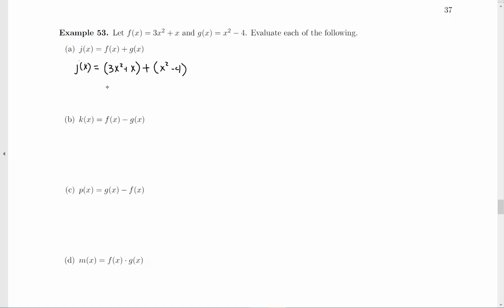When I combine like terms, you're adding the coefficients in front of the variables with the same power. So I'm going to have a 4x squared plus 1x minus 4.